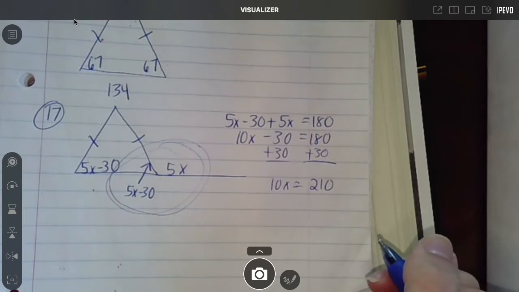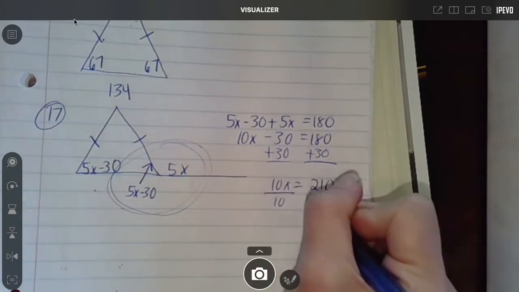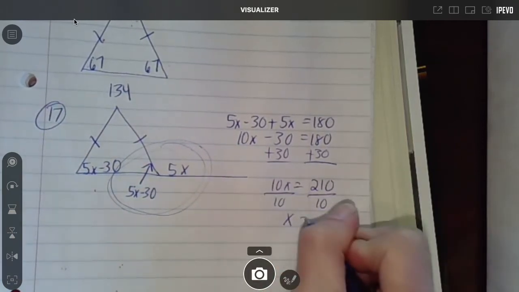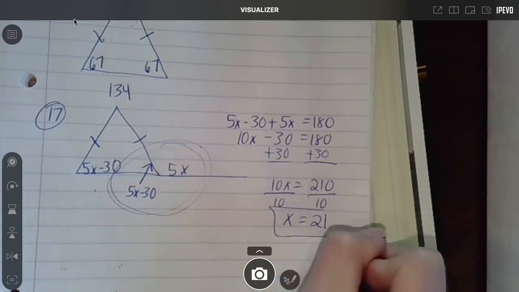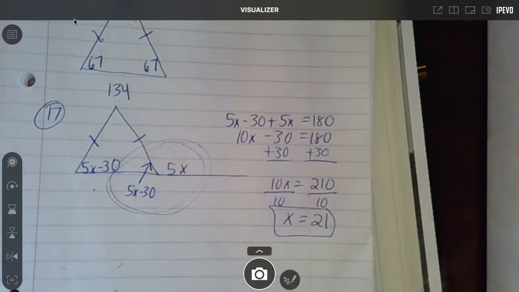210. And then what? Divide by 10. And x is 21. Is that what it asked for? Yes, find the value of x. Okay? Everybody good with that?